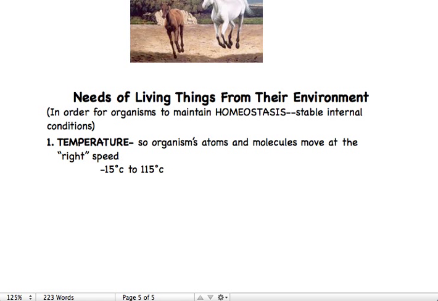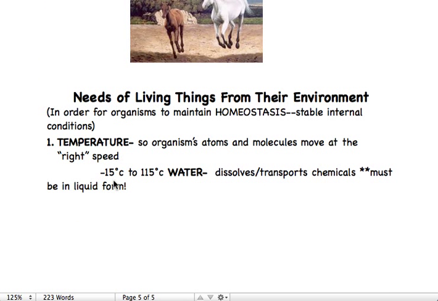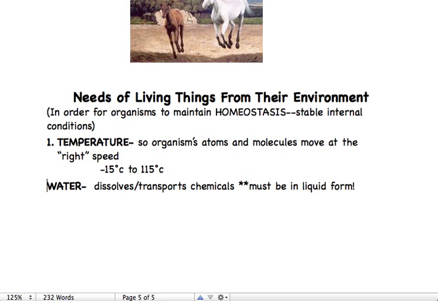What else do living things need from their environment? Well, we've talked about this before, and it can't be said enough. Living things need water. This is number 2. Water dissolves and transports chemicals and has to be in liquid form. So if there's no water, there cannot be life. And those of you who maybe follow the Mars rover, looking for signs of water on Mars, well, if there's water, it's possible that there could be life. But as far as we know now, nothing can live without water.